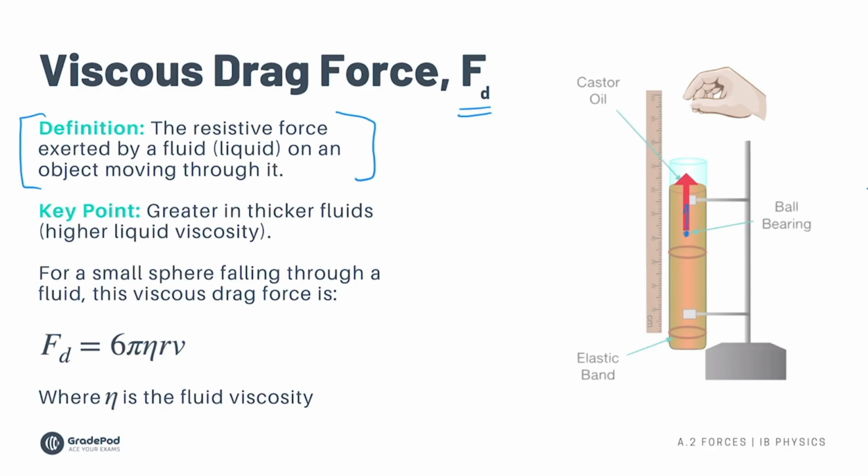There is a formula for a small sphere falling through a fluid, and this formula for viscous drag force is 6πηrv, where η is the fluid viscosity, and that would be given to you. r is the radius of the sphere, and v is the velocity of the sphere. You'll be expected to use that equation in exam questions.